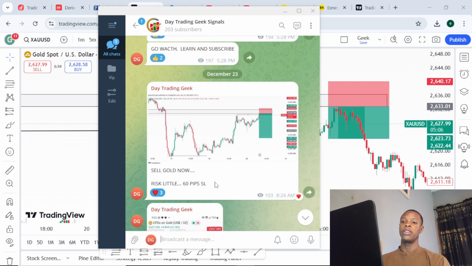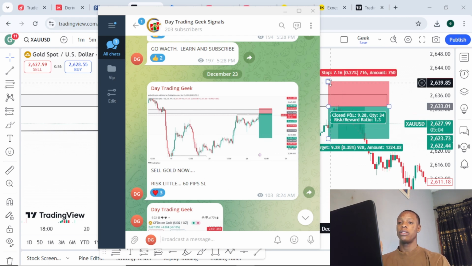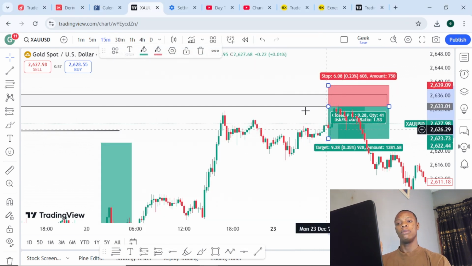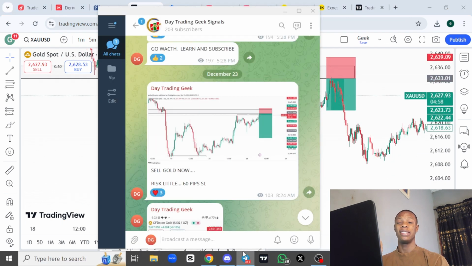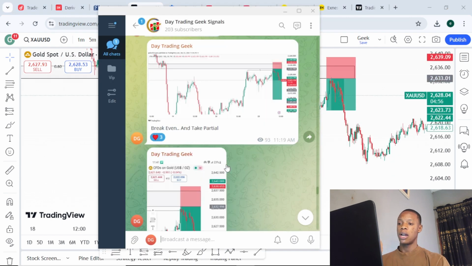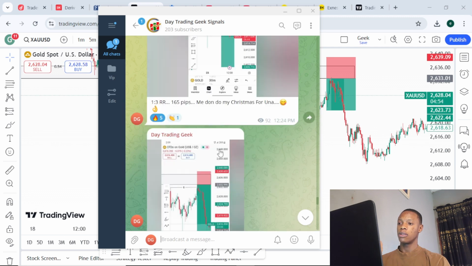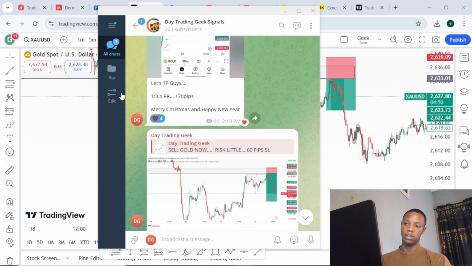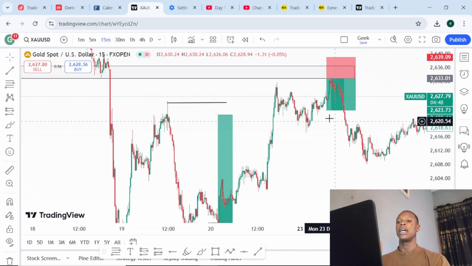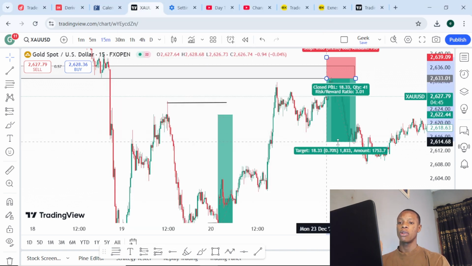Sell gold now. We're risking about 60 pips, right? So meaning our stop loss was somewhere here, like this 60 pips stop loss. Then our target was about 170 pips, right? Take a look at it. Okay, our target was 170 pips. That was where we take profit. So let's target where I was targeting 170 pips, somewhere here.